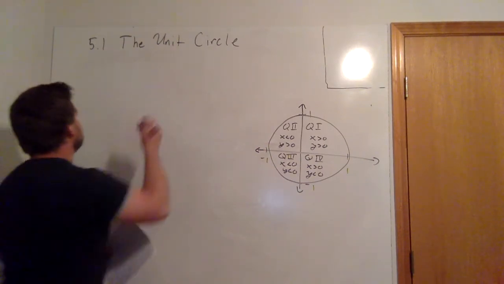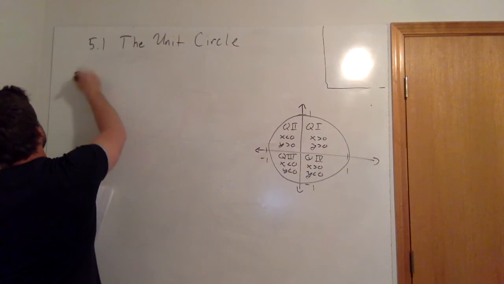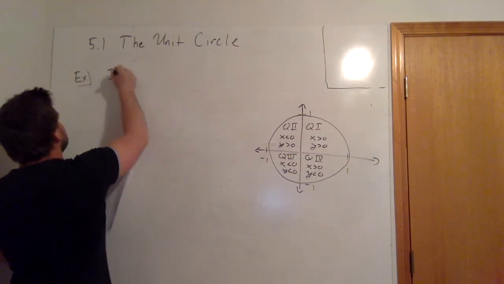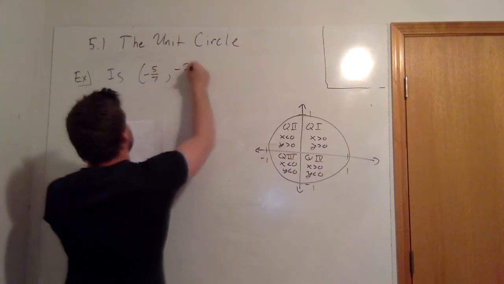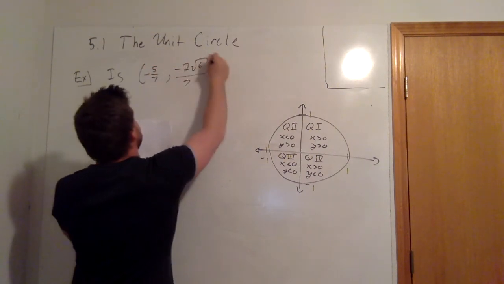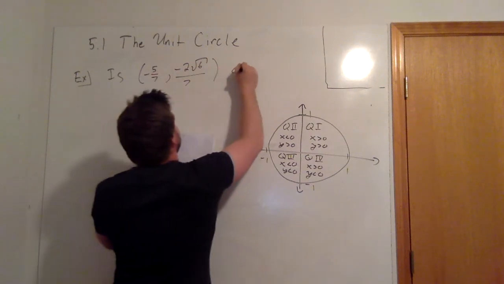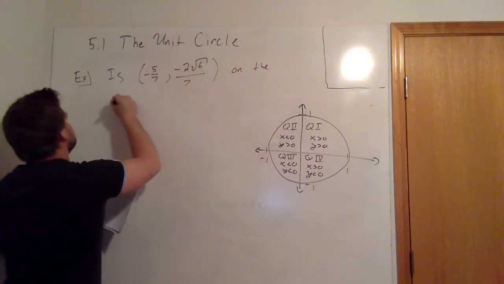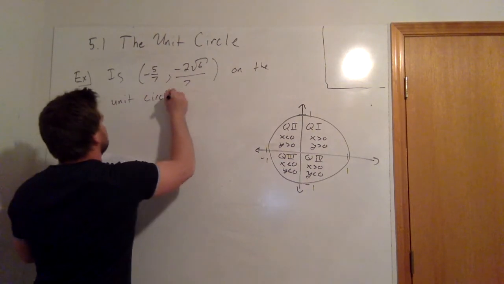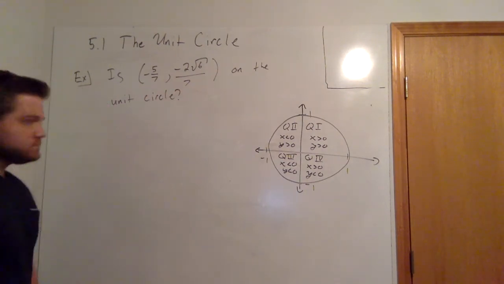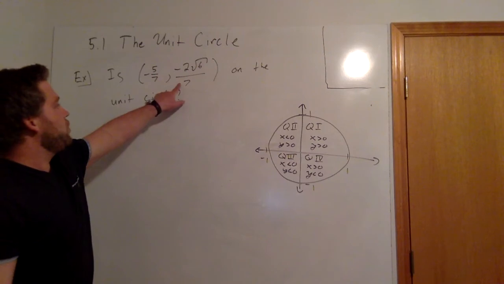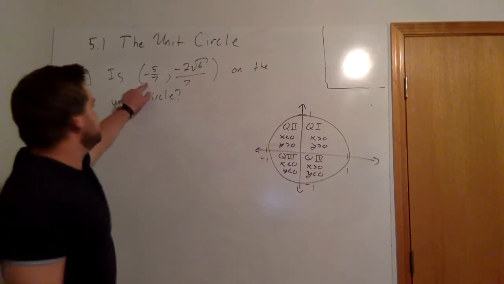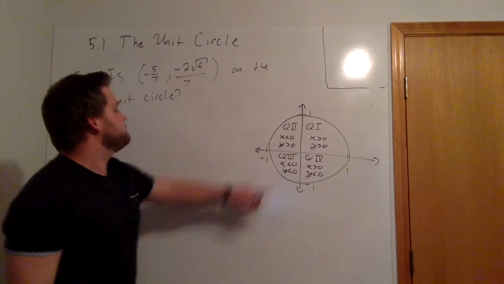So let's do an example. I guess we have a question. Is the point -5/7 and -2 root 6 over 7 on the unit circle? So that's our first question. Notice that both the x-coordinate and the y-coordinate are negative, so this point, if it lives on the unit circle, would live in quadrant 3.